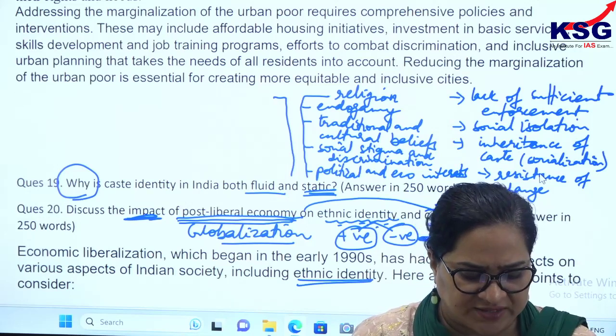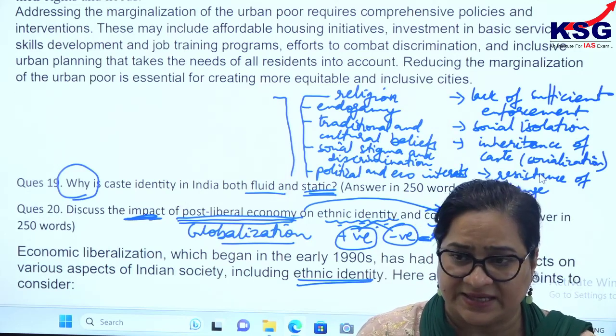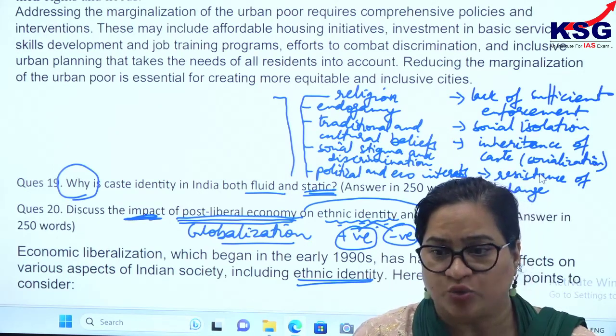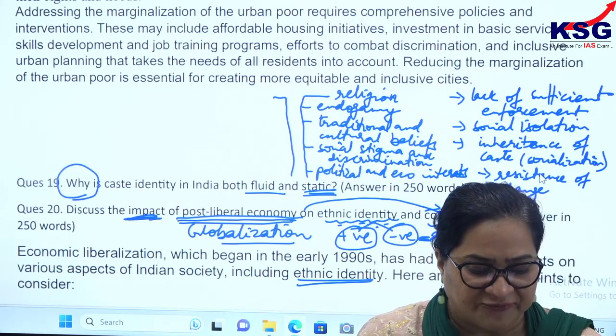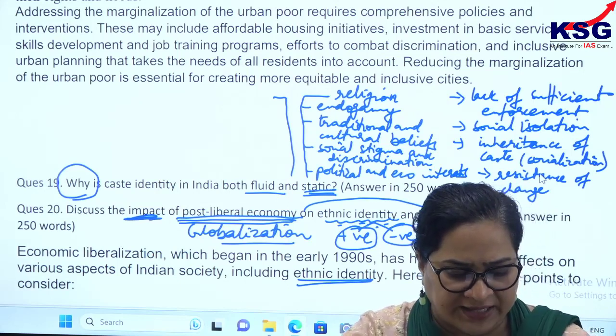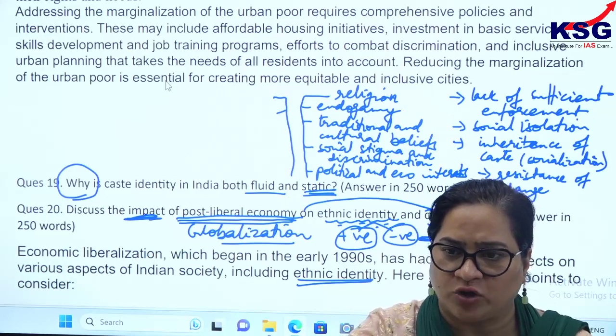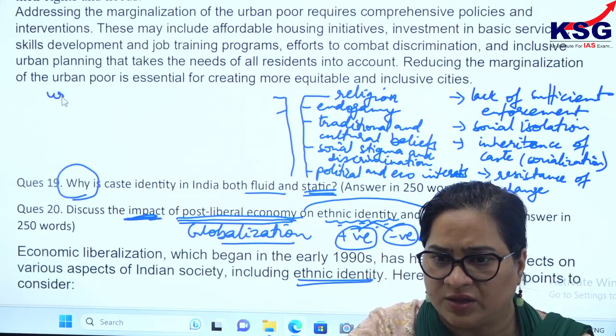Now, with respect to this, we can also talk about the possibility of how the caste system is undergoing change, because it's a fluid identity. So with respect to fluid identity, we can reflect upon a lot of dimensions. First and foremost, we can talk about urbanization.